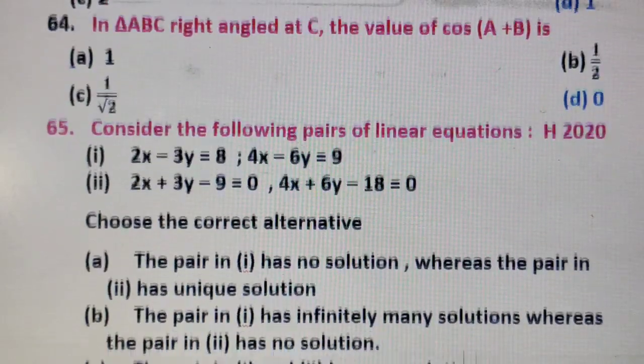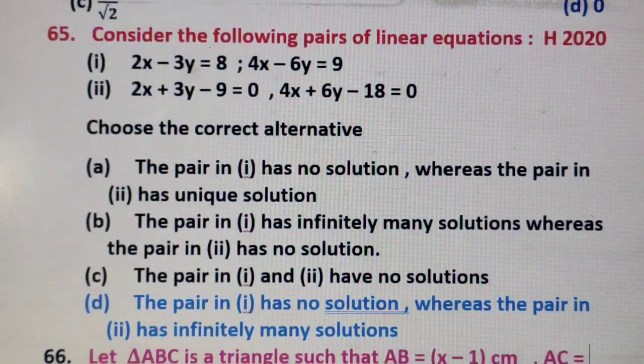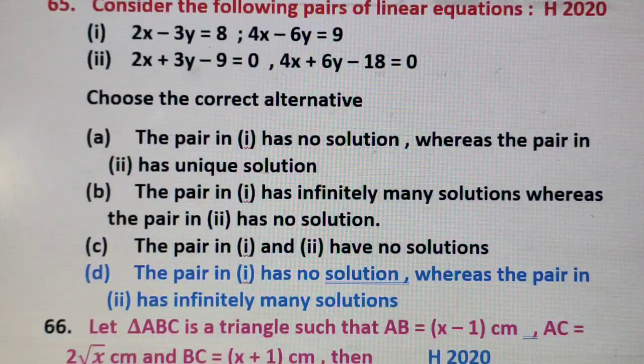Consider the following pair of linear equations. 2x minus 3y equal to 8, 4x minus 6y equal to 9, and 2x plus 3y minus 9 equal to 0, 4x plus 6y minus 18 equal to 0. If we check the consistency, we get pair 1 has no solution because a1 by a2 equal to b1 by b2 not equal to c1 by c2. And in case of the second pair, a1 by a2 equal to b1 by b2 equal to c1 by c2. That is, pair 1 has no solution, whereas pair 2 has infinite number of solutions.